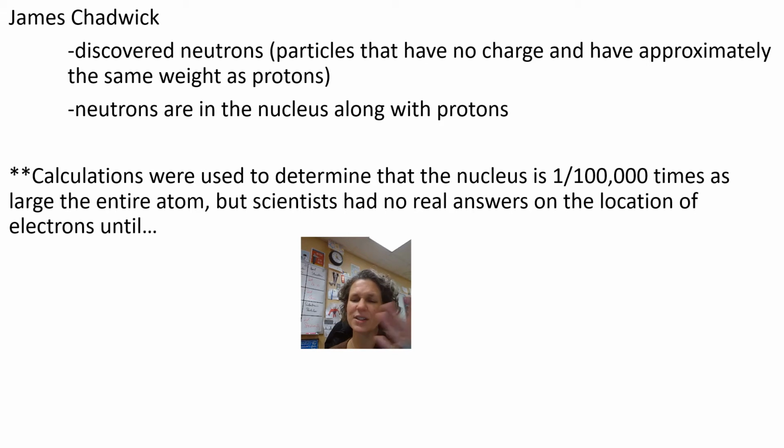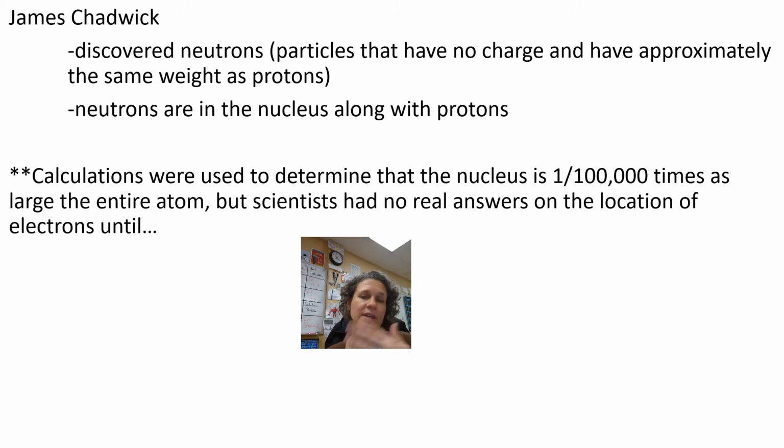Okay, so now the next guy, he didn't really come up with a model, but he contributed to the structure. A man named James Chadwick, and he discovered neutrons. And he said that these are particles that don't have a charge. They're approximately the same size as protons, and they are in the nucleus along with those protons. Their main job function within the atom basically is to be a buffer so that the protons can all pack together in the nucleus, but without pushing each other away.